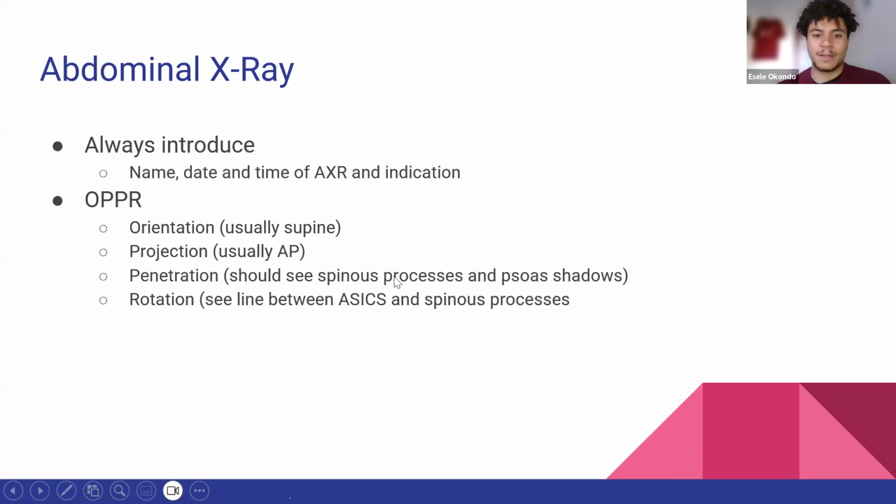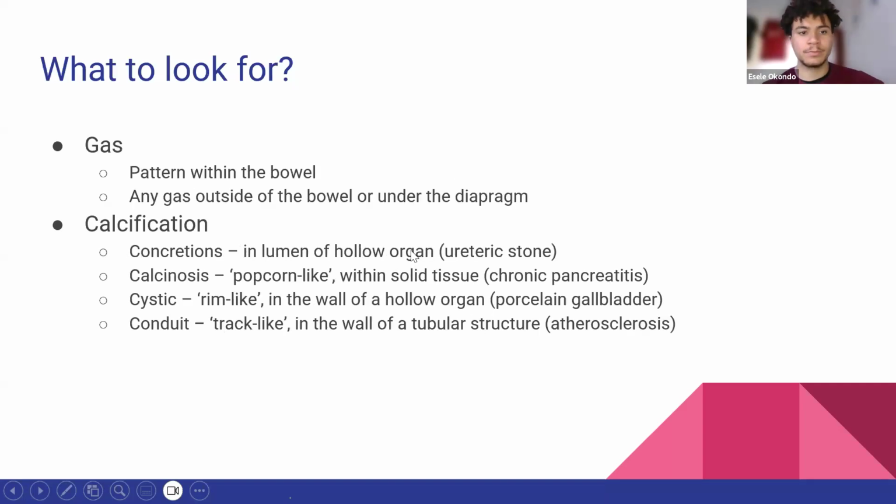Penetration, so you should see the spinous processes and the psoas shadows, the psoas shadows being of the psoas muscle, and rotation. So you want to be able to draw a line between the ASIS and the spinous processes and see that they're on the same level.